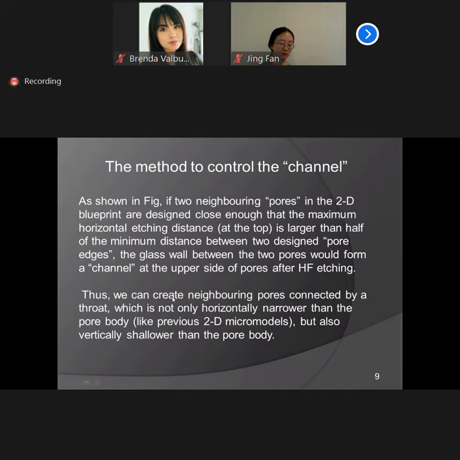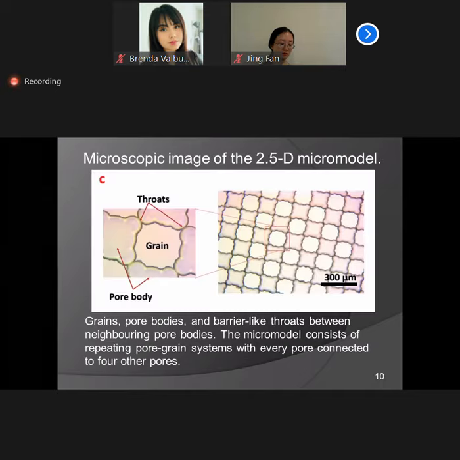So we can create nearby pores connected by a flow which is not only horizontally narrower than the pore body, but also vertically shallower than the pore body. So this is the product under the microscope. This is the flow between two pore bodies. This is the glass layer covered by the cover, so it's not etched by the HF.